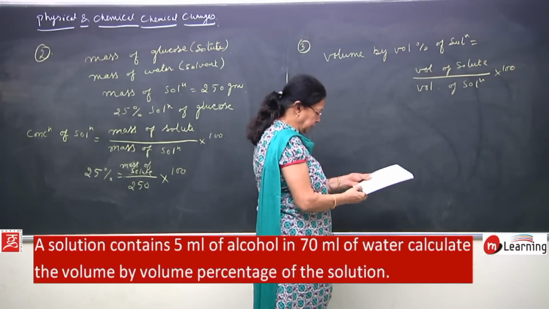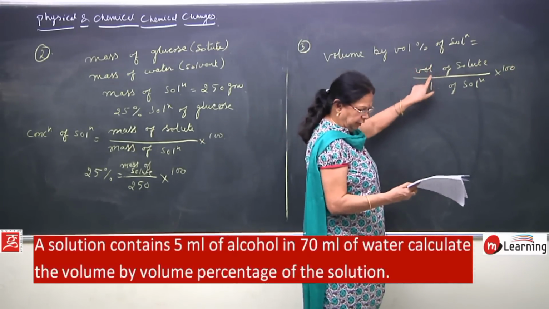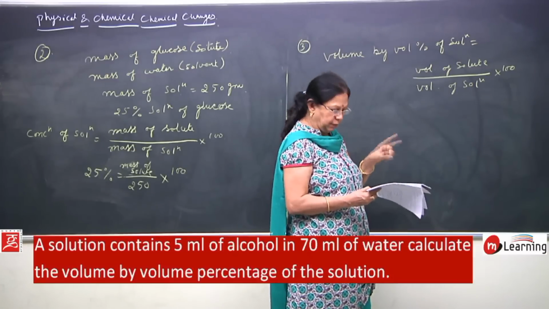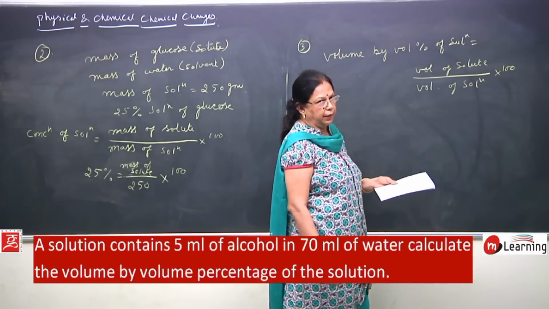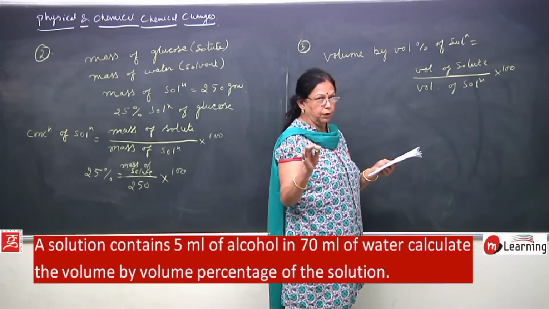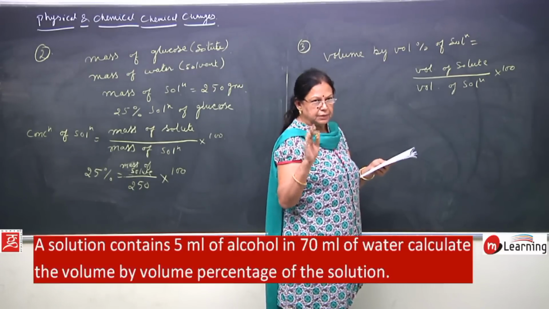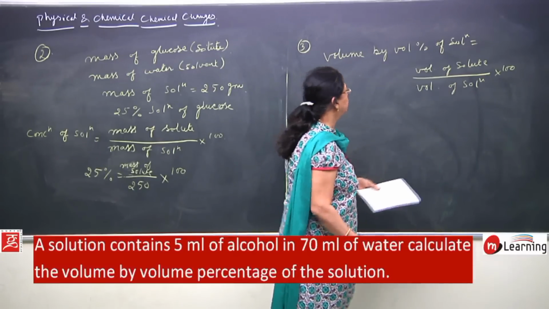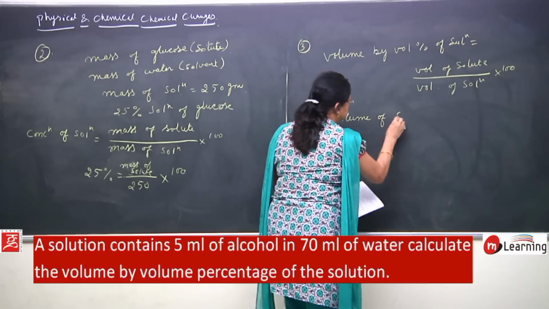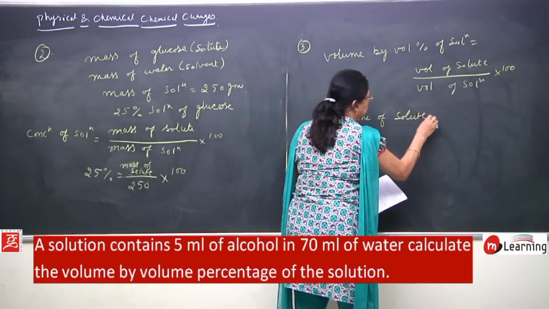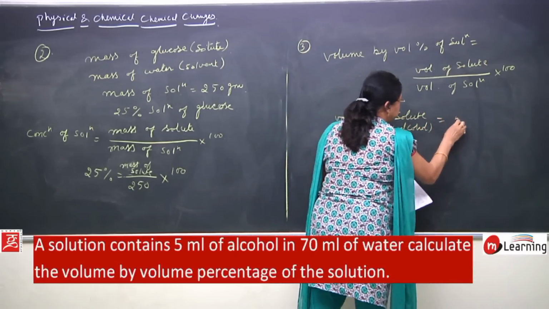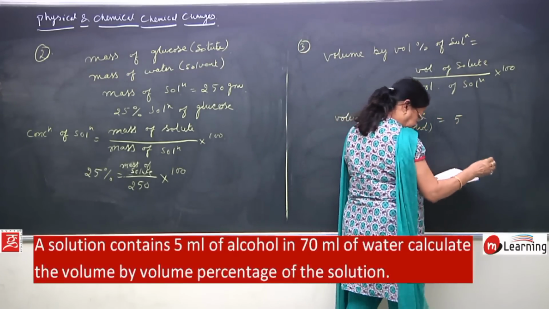Now, what is given here? A solution contains 5 ml of alcohol. So, it is what kind of solution? Liquid in liquid solution. Alcohol is also liquid and water is also liquid. But which quantity is less here? Alcohol. So, I told you that the quantity which is less will be called a solute. So, volume of solute, that is alcohol, is equal to 5 ml.